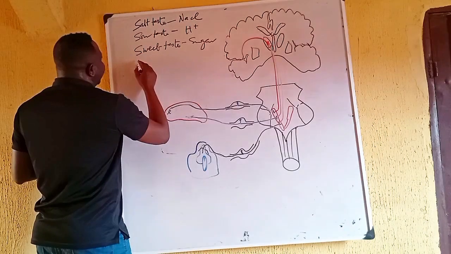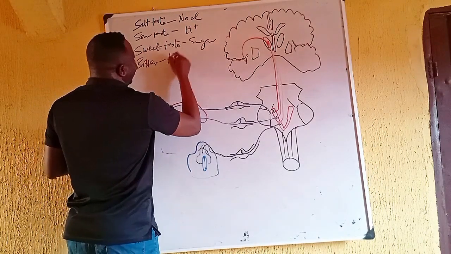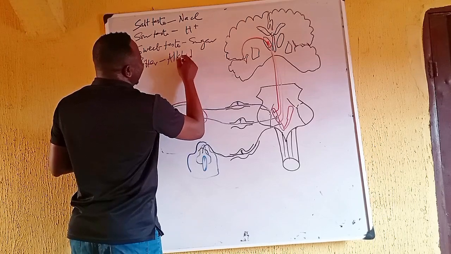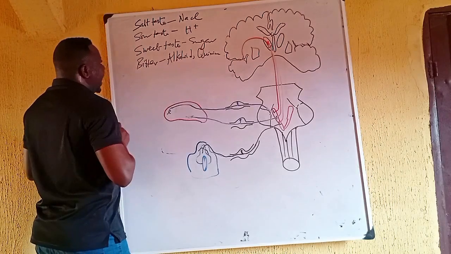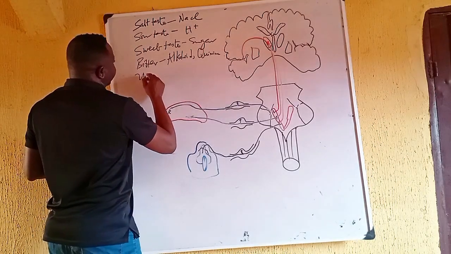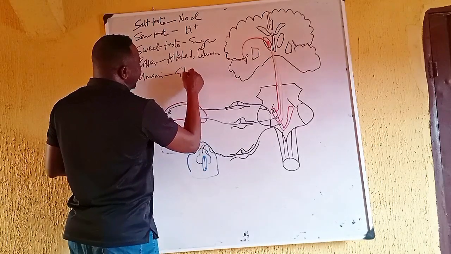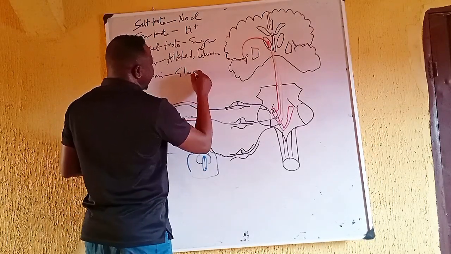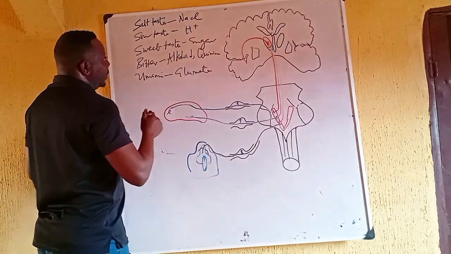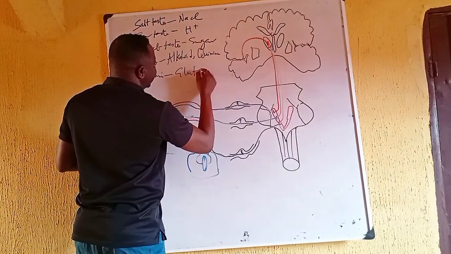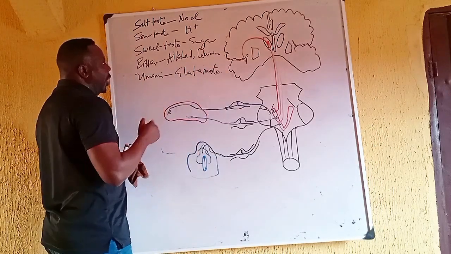Then we have the bitter taste. The bitter taste is mediated by substances like alkaloid, quinine, and all that. And then we have the umami. Umami is actually mediated by glutamate. It's a very pleasant taste, and the word umami is actually a Japanese word. Now let's talk about the transduction of taste sensation.